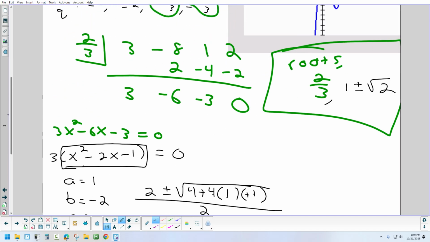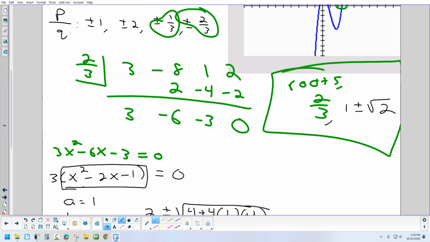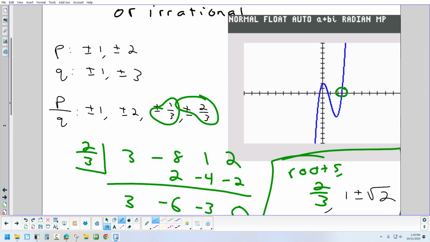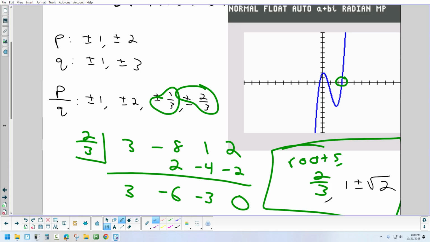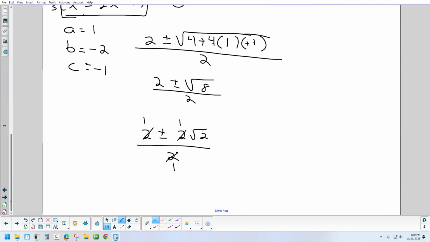Okay, any questions on that? So I'll always give you a root that is rational to make sure you can do synthetic division. Always, you'll always have one that works. That's it.